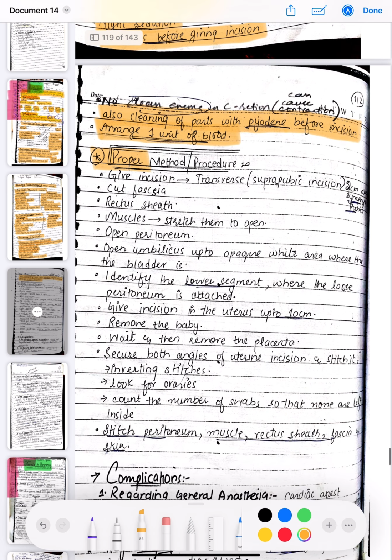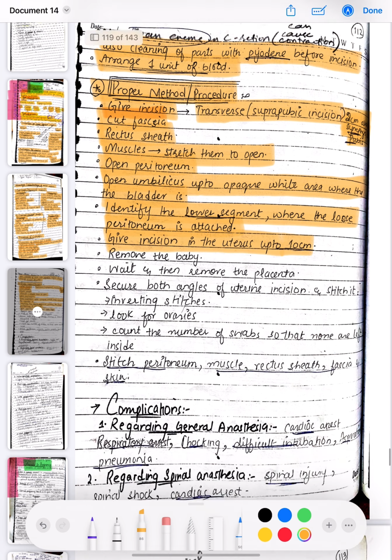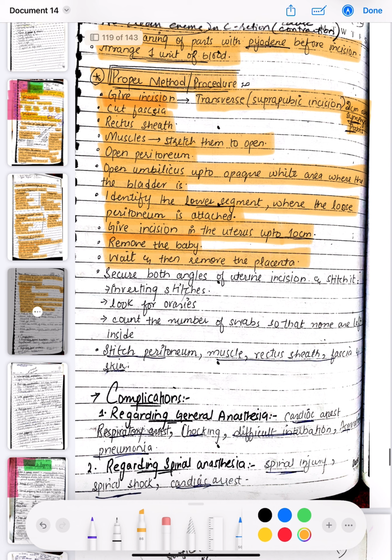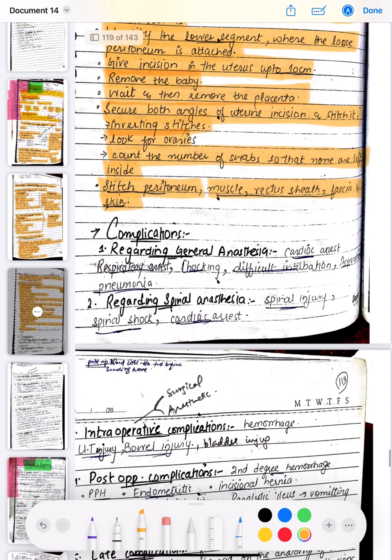Now the proper method or procedure is that give incision, that is transverse suprapubic incision which is 2 cm above the symphysis pubis, then cut fascia, rectus sheath, then muscles, stretch them to open peritoneum, open up to the opaque white area where the bladder is, identify the lower segment where the loose peritoneum is attached, give incision in the uterus up to 10 cm, remove the baby and then remove the placenta, secure both angles of the uterine incisions and stitch it, then inverting stitches, look for the ovaries, count the number of swabs so that none are left inside, stitch peritoneum, muscle, rectus sheath, fascia and skin.